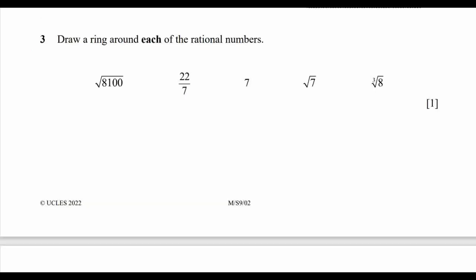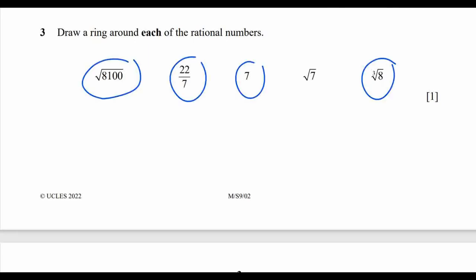Next, here we go, question 3. Draw a ring around each of the rational numbers. 10 seconds. So are you done, guys? Let's check out the answer. So here you go, the answer is to circle all except the square root of 7.